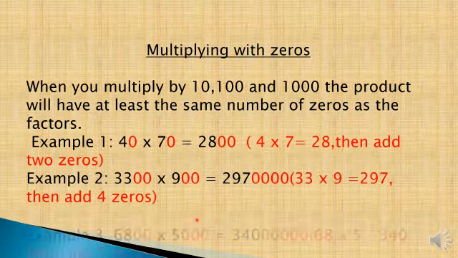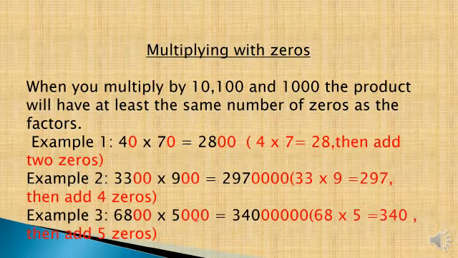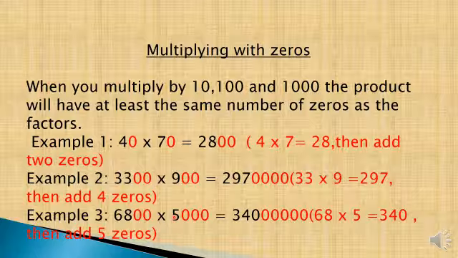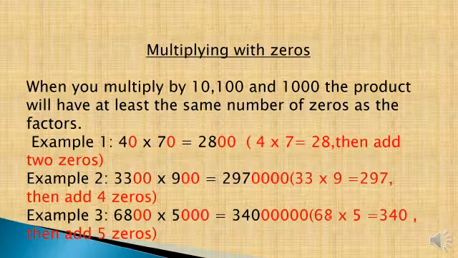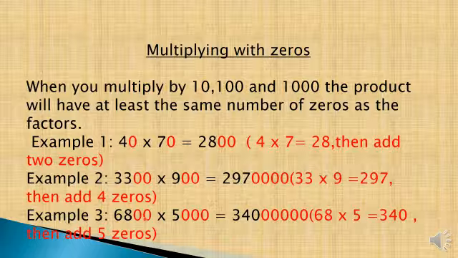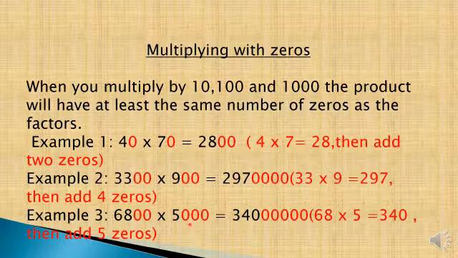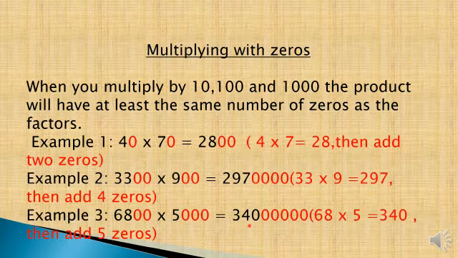The next example is 6800 with 5000. You should multiply 68 with 5. The answer is 340. And you have to add 2 0 and 3 0. Total 5 zeros at the end. Then the answer is here.